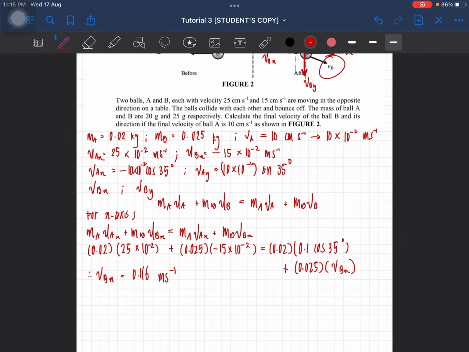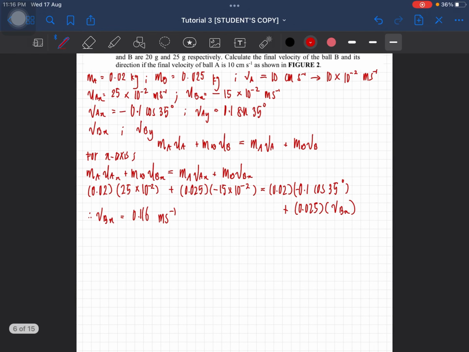Okay, did I forget anything in the x component? Yes, I forgot the negative. So please remember to put negative for this VAX, which is this one. I'm just going to let it equal to 0.1 so that you don't get confused. Okay, so that is your x component.